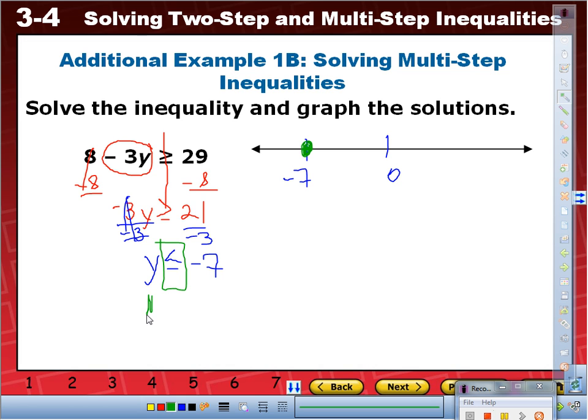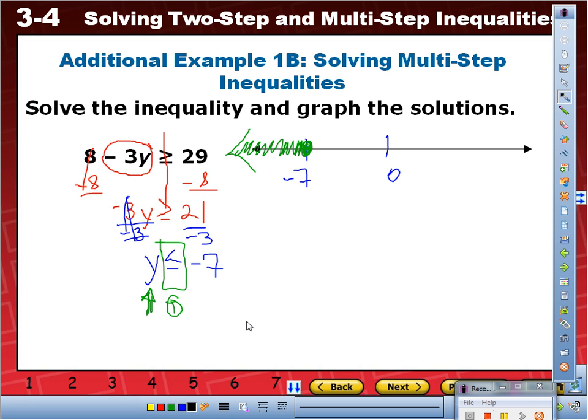So what numbers can I substitute for y that would make this true? Let's see. What numbers are less than negative 7? Everything to the left. Are we there so far? Negative 7.1 and so on and so forth. Yes. Negative 7.23.